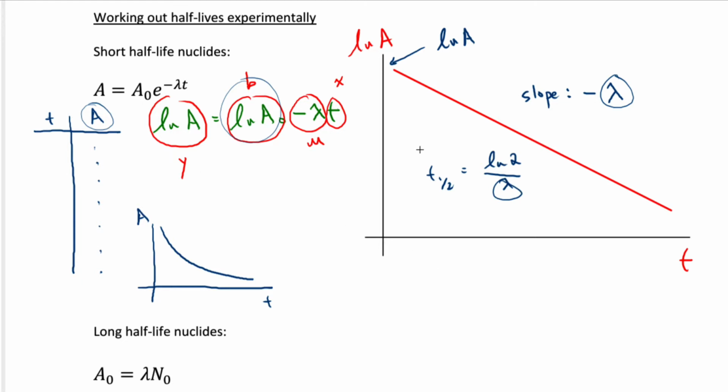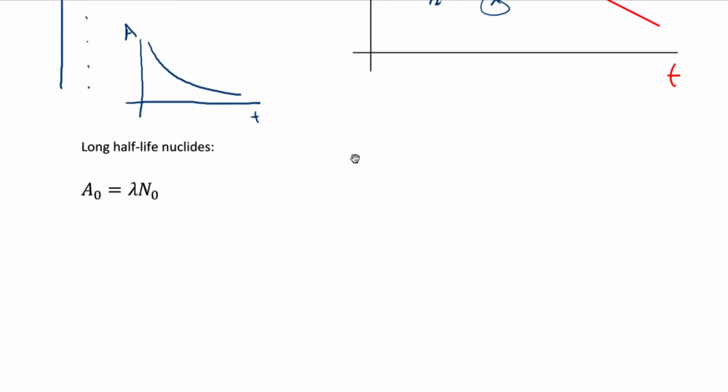So that's what we do for short half-life nuclides. We just measure the activity as a function of time, and we can use this approach. For long half-life nuclides, that doesn't work very well because it's going to take too long for the activity to change. We'll just be waiting and waiting. Half-lives can be thousands and thousands of years.